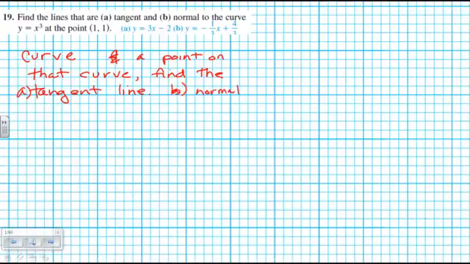Now, this problem is actually very, very similar to a problem that you did a lot when you were in Algebra 1. And that is, the Algebra 1 version of this question is, given a slope and a point, find the equation of the line. You agree there? That you did that problem a lot in Algebra 1?